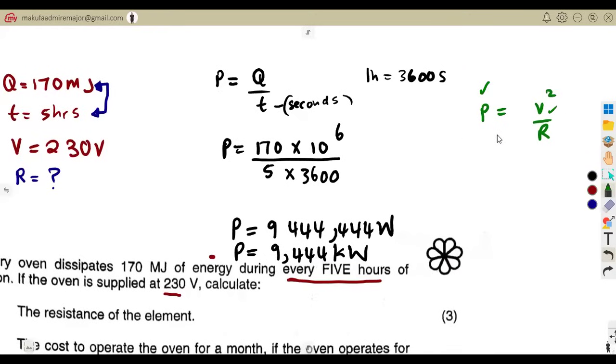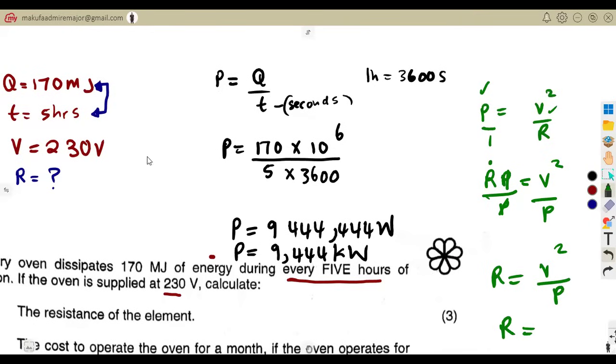So let's make resistance the subject. We're going to cross multiply. RP is equal to 1 times V squared, which is V squared. Remember, you need resistance, so divide by the power. Meaning to say resistance is going to be equal to V squared over P. From that, resistance can be calculated.